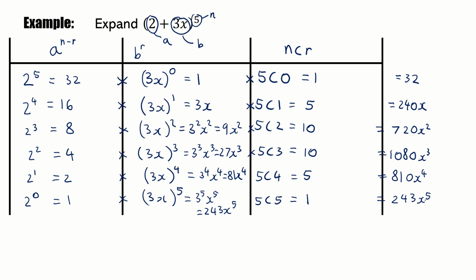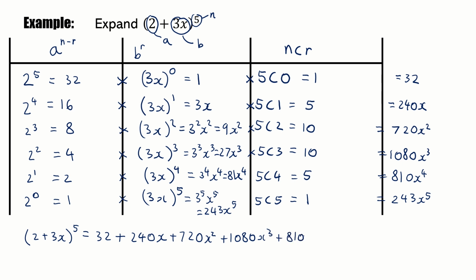However, we've now found all the terms, but this isn't how I'd write the final answer, because I've written all the individual terms as just completely separate things. Whereas in reality, when you multiply out brackets, such as for instance for this example, 2 plus 3x to the power 5, what would happen is you'd write all the terms added together. So the final answer to this binomial expansion is 32 plus 240x plus 720x squared plus 1080x cubed, plus 810x to the power 4 plus 243x to the power 5. And that is our first binomial expansion example done.